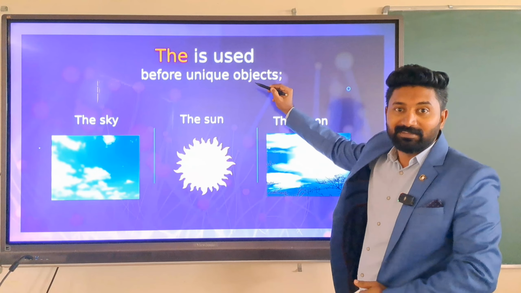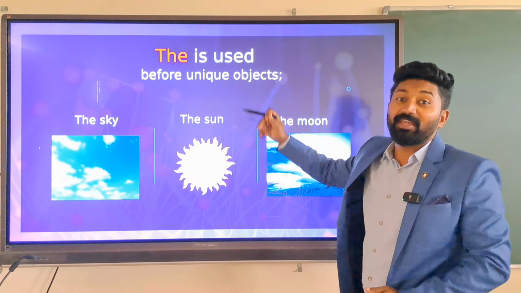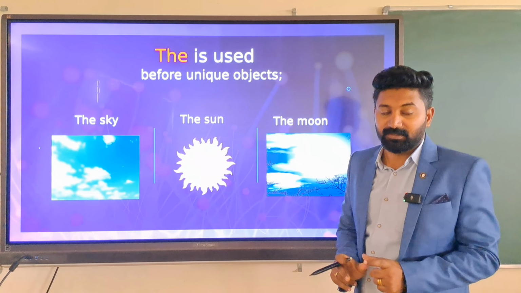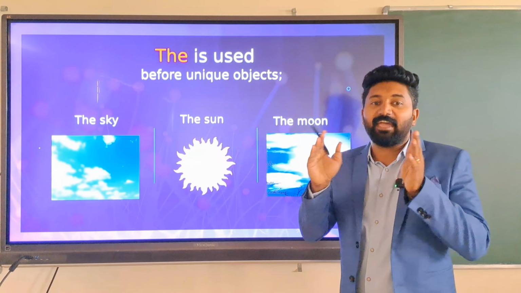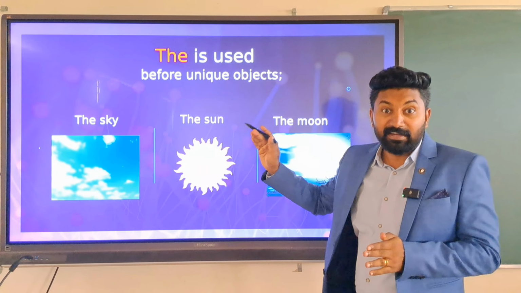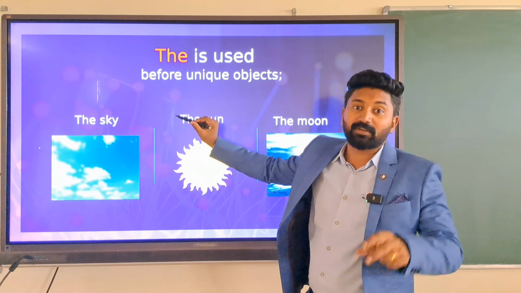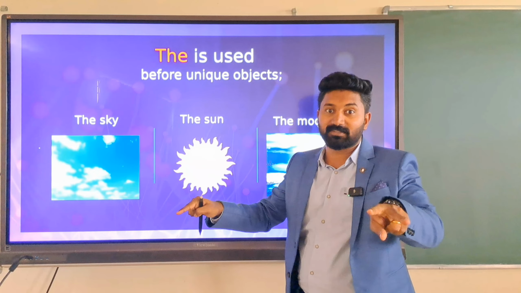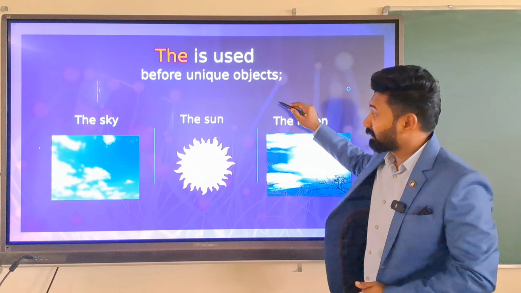Let's now move on to the definite article the. The is used before unique objects. What are unique objects? Unique objects are nothing but universal objects or ones which don't have two existences, right? Individual existence. For example, when you refer to the sky, you cannot think of having two skies on earth, right? So the sky is a universal thing, right? The sun, the moon.